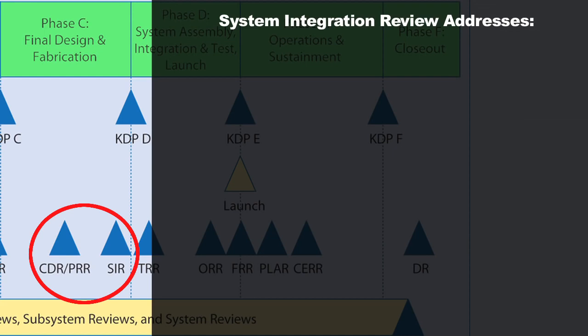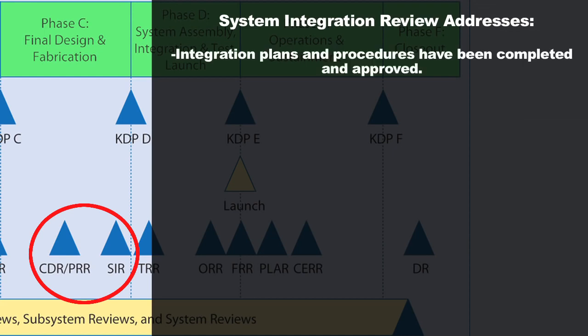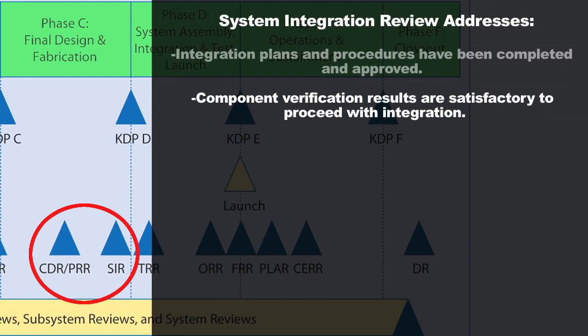And so at the system integration review, the technical review team will look at things like your integration plans and procedures to make sure that they've all been completed and approved internally by the team. So they're going to want to look for that the managers have all signed off on their plans and that you're all ready to go. You've got all your procedures on how you're going to actually take the components and turn them into a system. Your component verification results are satisfactory.